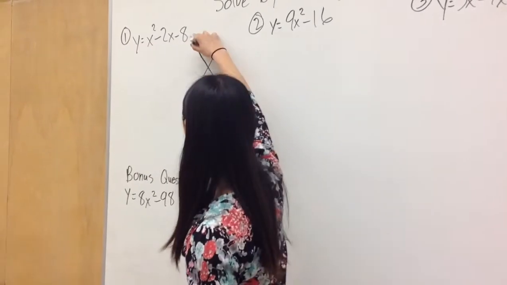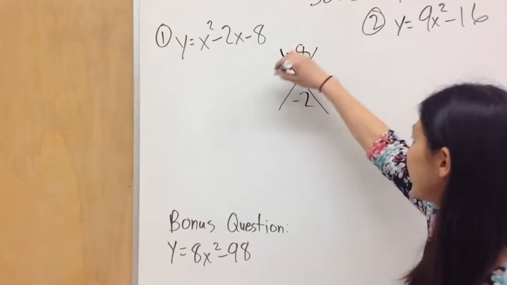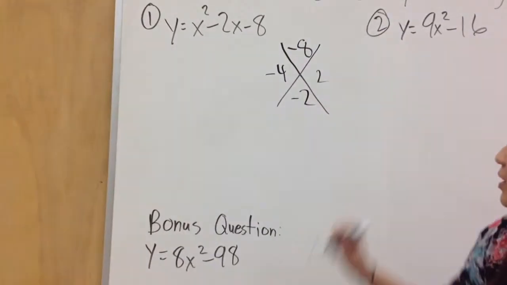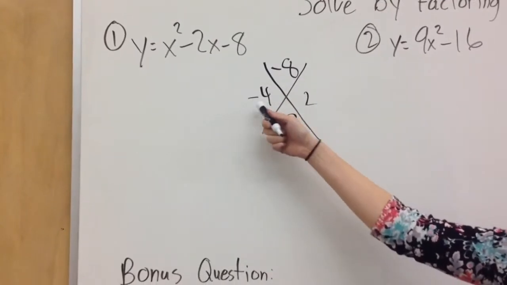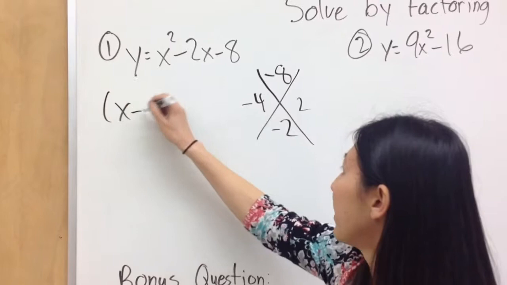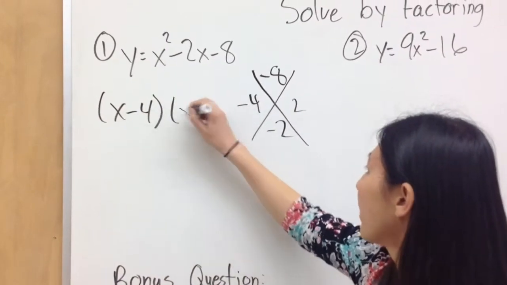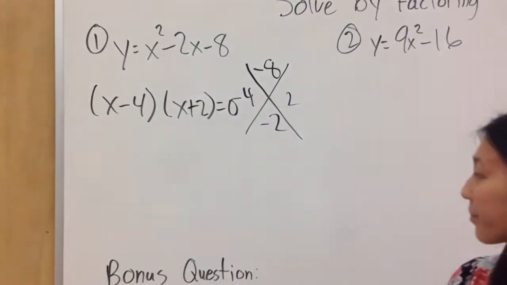On the top, we're going to put that -8. On the bottom, we put the -2. On the sides, it's going to be -4 and +2. Because remember, -4 times 2 gives me -8, -4 plus 2 gives me -2. So in total, this gives me x minus 4 times x plus 2. Remember, we need to set it equal to 0.